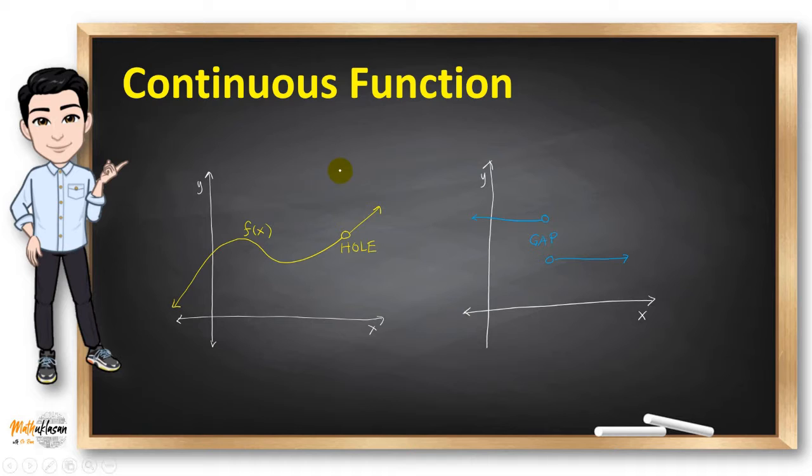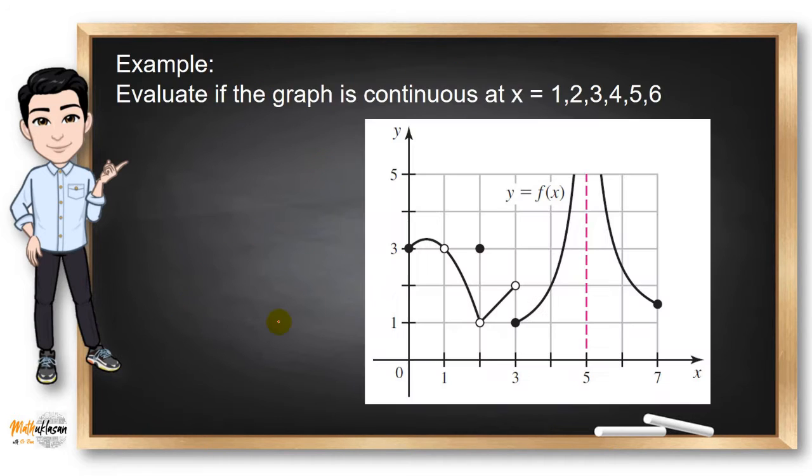Kaya naman kung meron tayong mga graph ng functions kagaya ng nandito sa left na merong hole o kaya naman ay merong gap, ang tawag natin sa mga to ay discontinuous function. For example, let us evaluate if the graph below is continuous at these particular values of x.